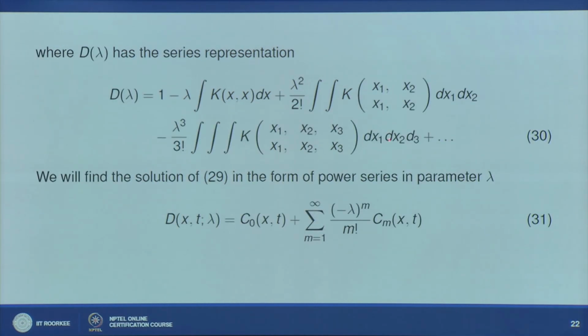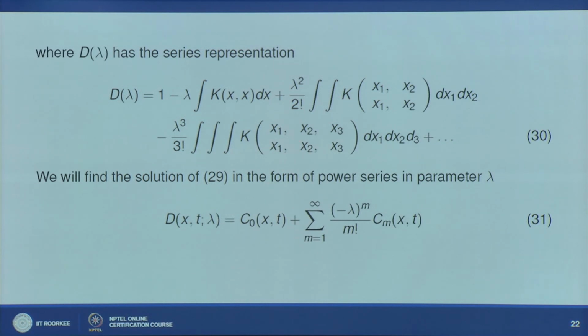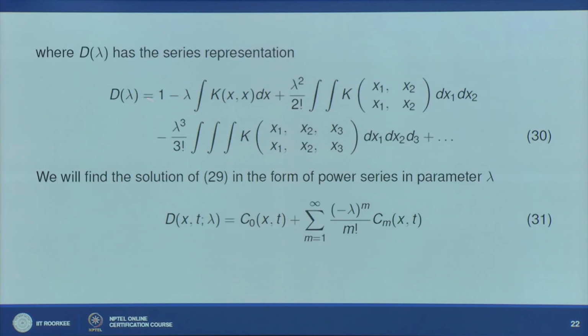So here let us further simplify this notation. Let us write D(λ) as C_0 plus the sum over m equal to 1 to infinity of (−λ)^m over m factorial times C_m, where C_m is the coefficient of (−λ)^m divided by m factorial, and it is given by this m-fold integral of the quantity K(x_1 to x_m; x_1 to x_m) dx_1 dx_2 ... dx_m. Here C_0 is given by 1, which is obvious from this.